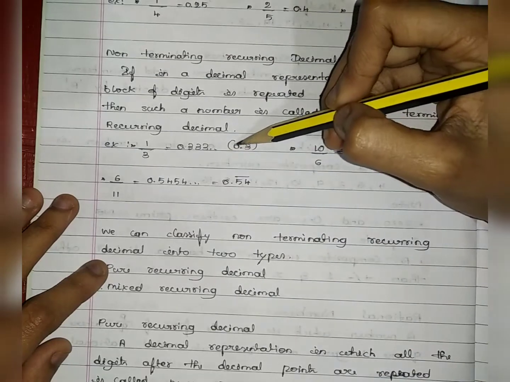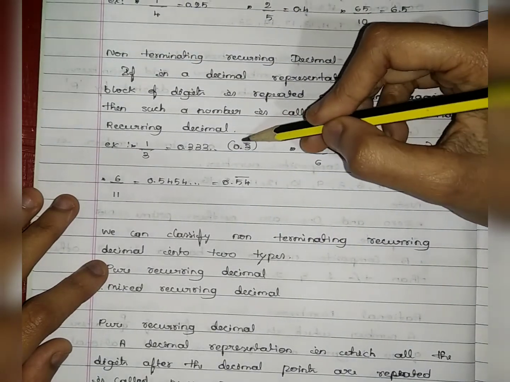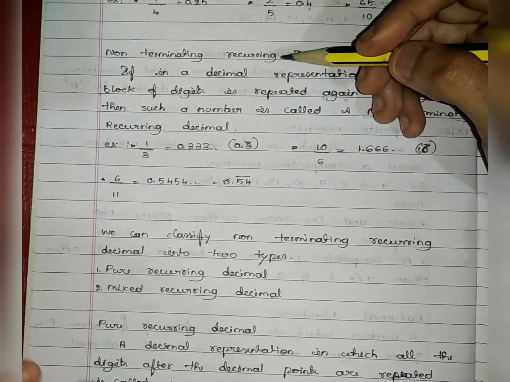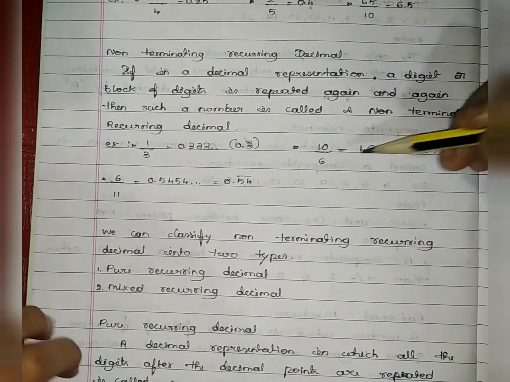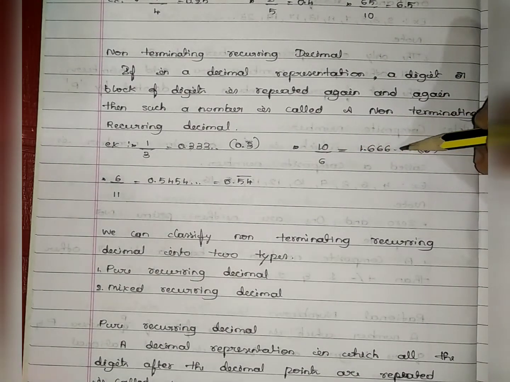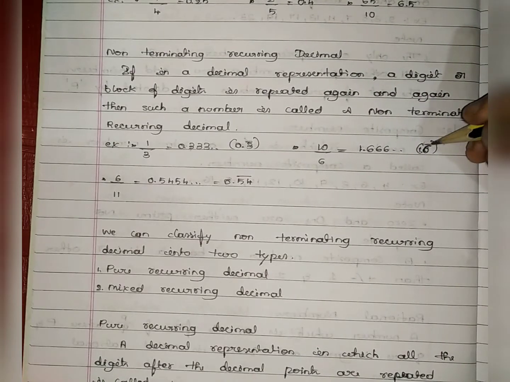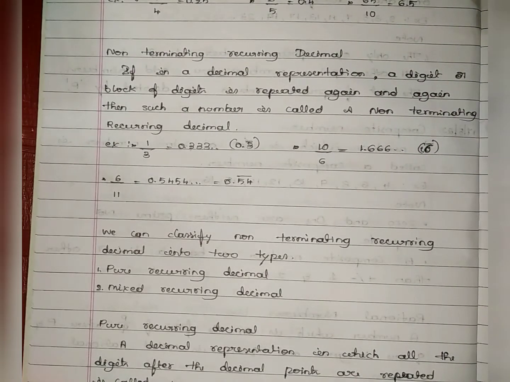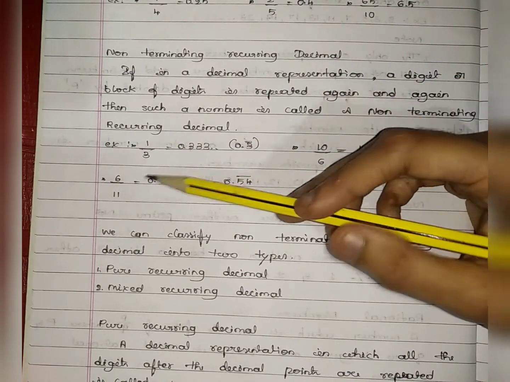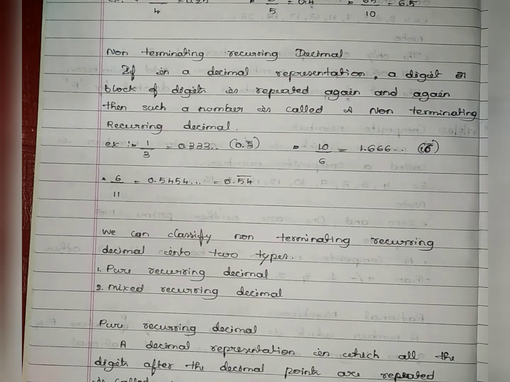We can also write it like 0.3 with a dash on top. This symbol represents that 3 will be repeating. So 10 by 6 is 1.6666. This we can also write as 1.6, putting a dash over the 6. This means 6 will be repeating. So here also, 6 by 11 is 0.545454, which will continue.